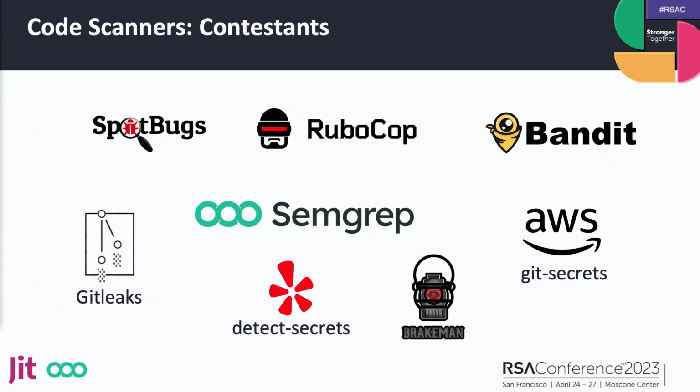And SAST as a field has been around for a long time. It's a field of program analysis and static analysis. So there's a lot of tools out there. A couple examples: if you're in the Java space, you probably use Spotbugs. Rubocop is for Ruby. Bandit is for Python. And then you have secret-specific tools like Gitleaks or Git-secrets. So these tools will come with a lot of checks out of the box.